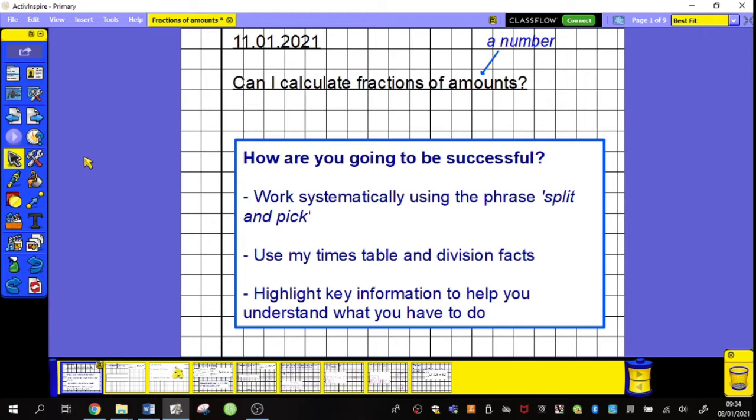Today we're going to be looking at calculating fractions of amounts. So amounts is just a fancy word for a number. So we're going to be calculating fractions of numbers. To be successful, you're going to work systematically using the phrase split and pick, so working with a system. You're going to use your times table and division facts knowledge, and you're going to be highlighting key information to help you with understanding what you need to do.